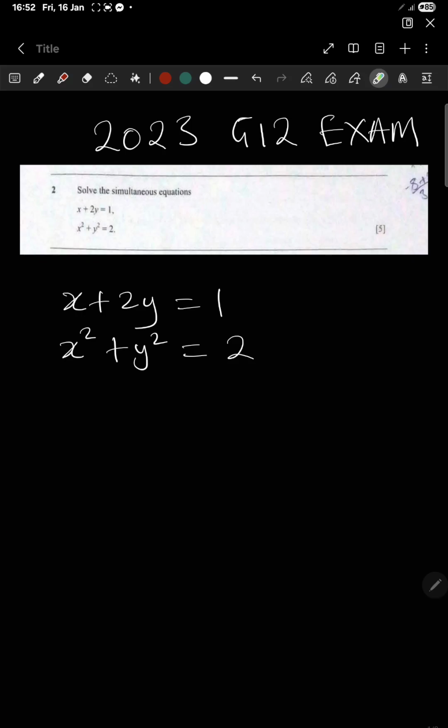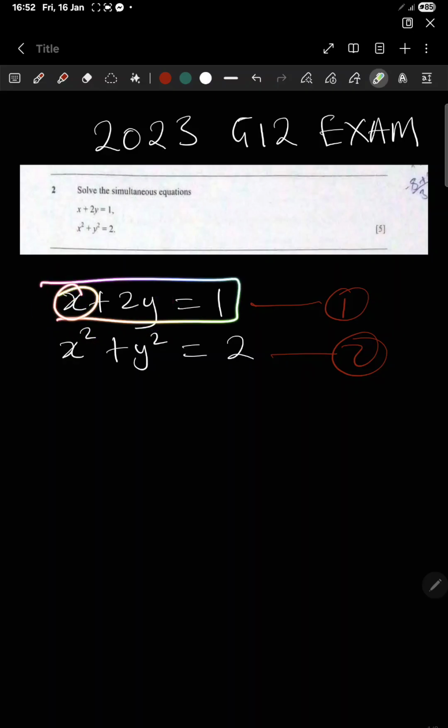With the substitution method, if you are given these two equations, you can label this as equation 1, and label this as equation 2. Then pick one equation and make one variable the subject of the formula. In this case, if I pick equation 1, we have the variables x and y, so I can make x the subject of the formula.